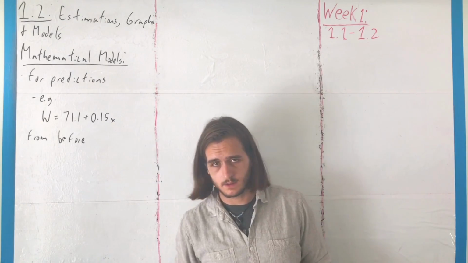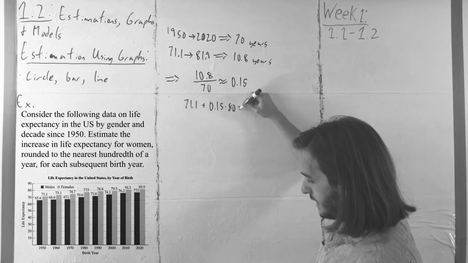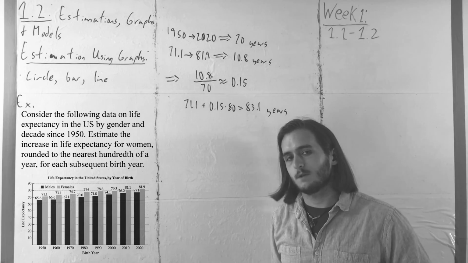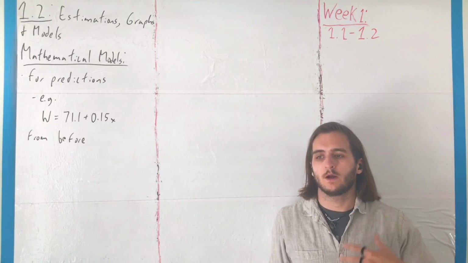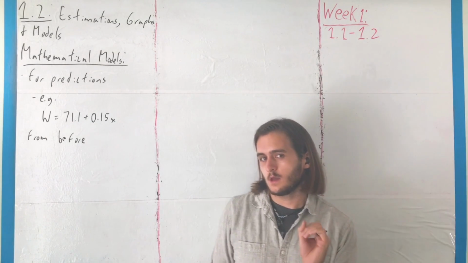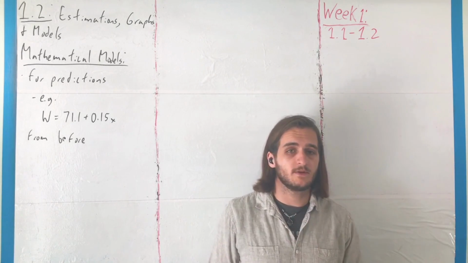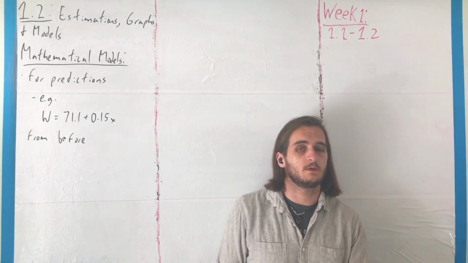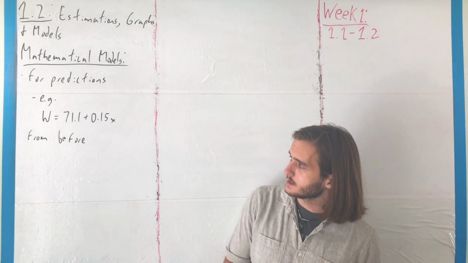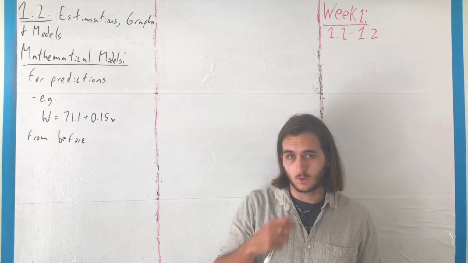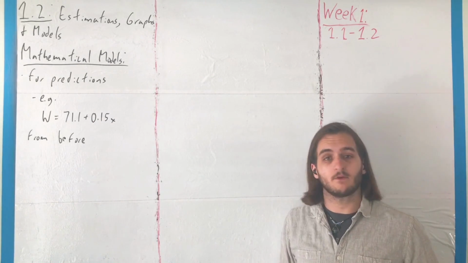Thinking back to our example from the bar graph, we can build an equation, a function, whatever you want to call it: w equals 71.1 plus 0.15x, where w describes the life expectancy of a woman and x describes an amount of years after 1950. So we can get a prediction, some understanding of the behavior of women's life expectancies after the mid-20th century using this formula here, which is an example of a mathematical model.